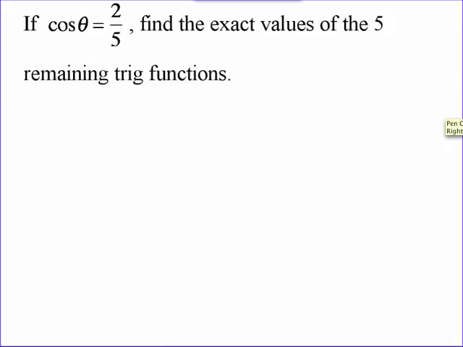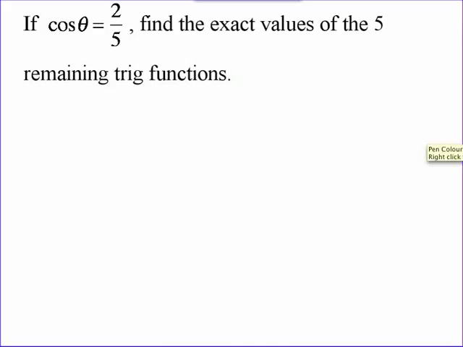Now this is a little different because this tells me that cosine of theta is 2/5. Now I want to find the exact values of the 5 remaining trig functions because so far we have a total of 6, and I've already got one that I'm given.